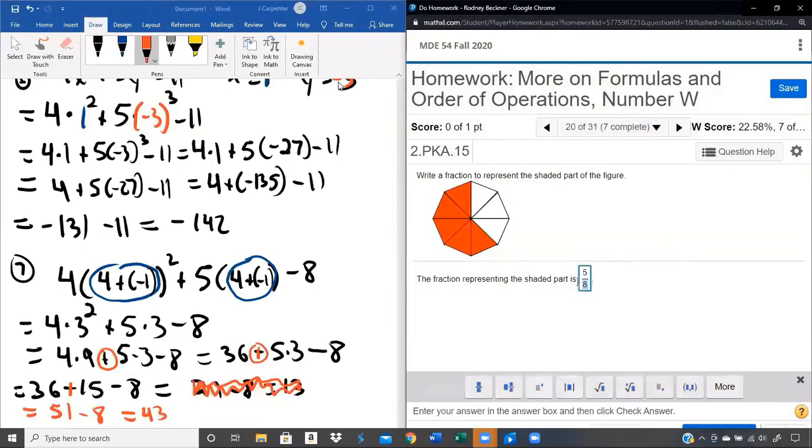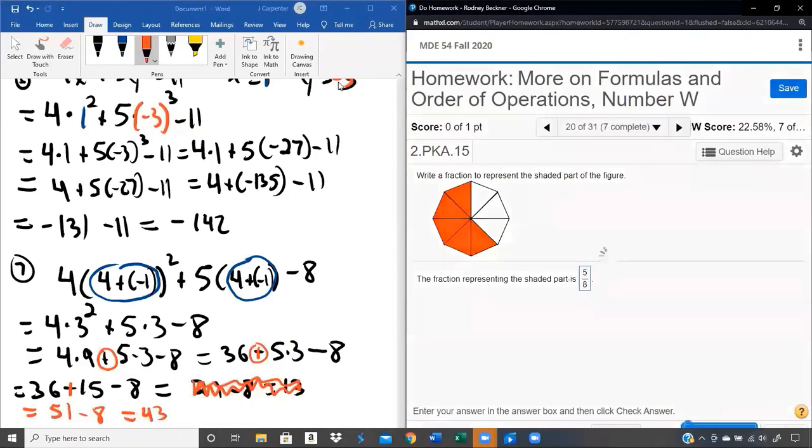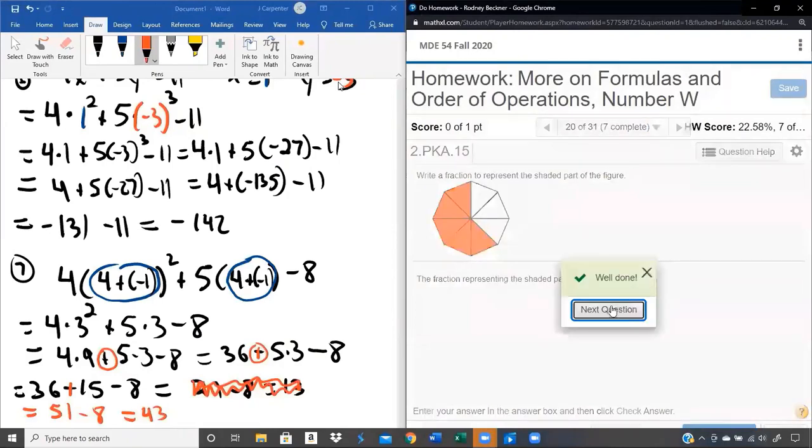Now please understand that in general, if this were a reducible fraction, in other words, if there is a number that divides evenly into the top and bottom, you should reduce any fraction in this course unless told otherwise. Generally speaking, you reduce. Did we get it right? Good.